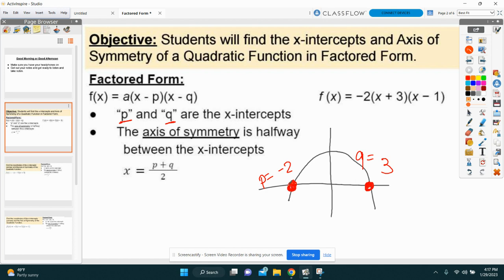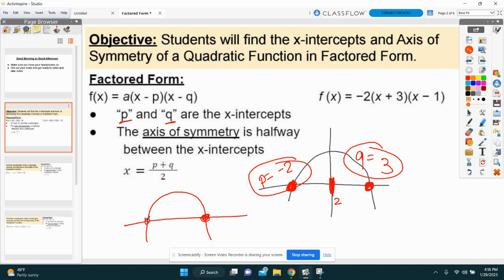So what you would do is add P plus Q, add this total up, and then divide by 2 to find the middle part. And that's where this formula comes from. I drew it kind of badly, but for any parabola, you take these points, P and Q, add them up, and divide by 2 to find the middle.